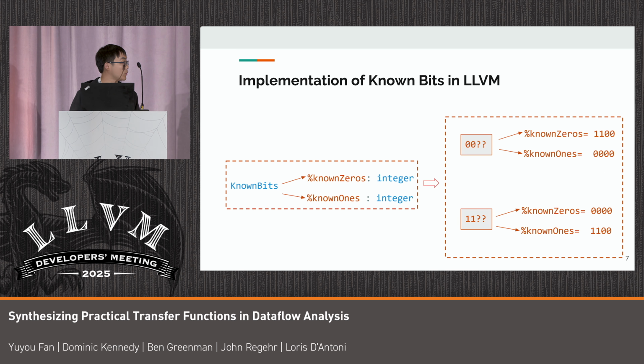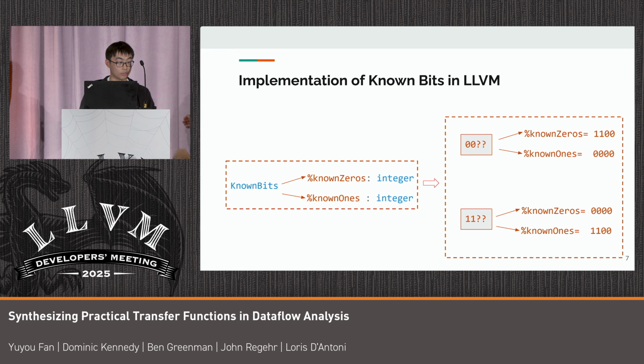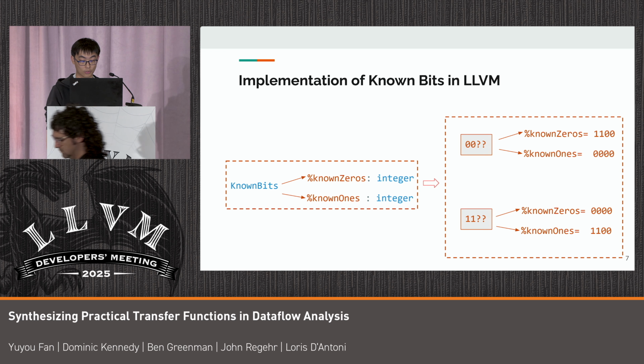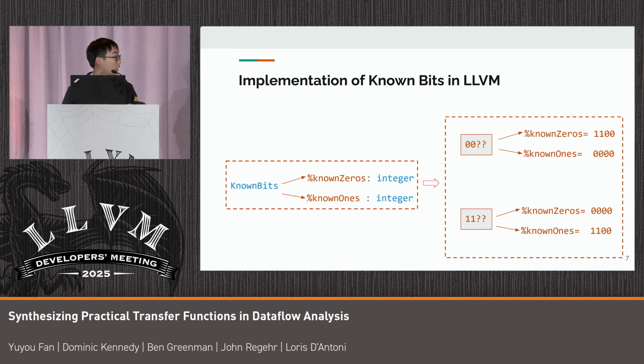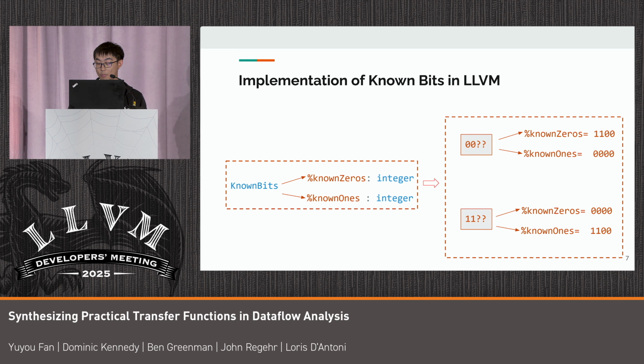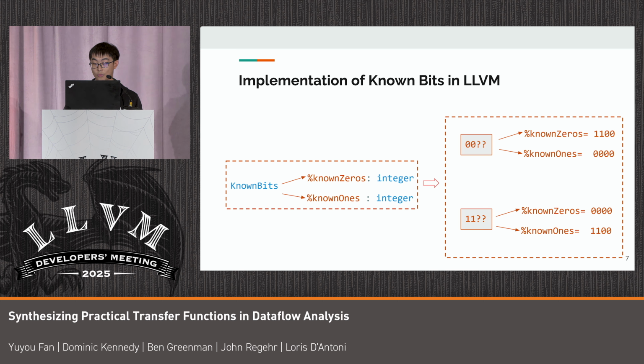And this is how LLVM implements known bits. LLVM implements known bits with 2 member variables, known zeros and known ones. I attach 2 examples on the right. If a bit is always 0, then the corresponding bit in known zeros is set. Otherwise, we can look at the example at the bottom. If it's 1, then the corresponding bit in known ones is set. If it's unknown, then no bit is set. So this is the known bits information.